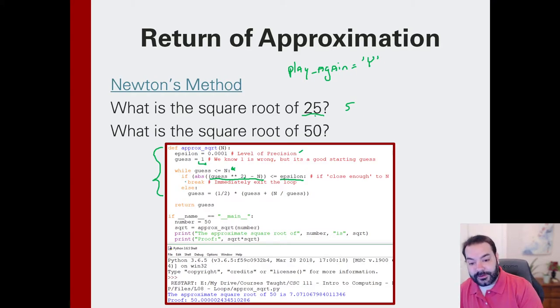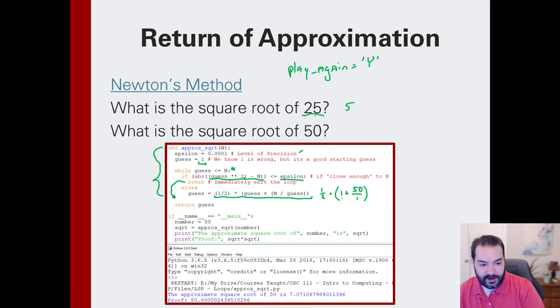Then we can do something known as a break. A break is just saying exit the while loop. You've reached a point where your loop doesn't need to continue running. Get out of it. Else, modify our guess with this new number. So in this case, half times, guess, which was 1, plus 50 divided by guess. So take our guess that we have.